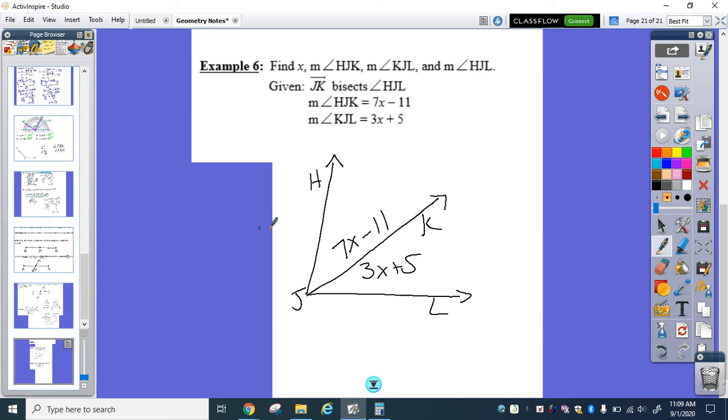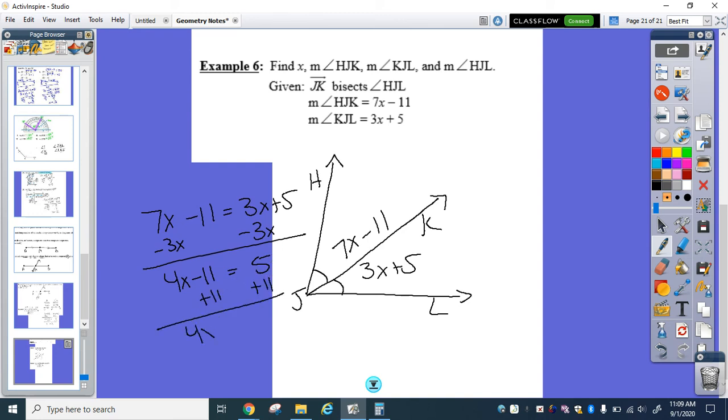So in order to solve this, again, without having the total for the entire angle, the only thing we know right now is that if this is the bisector, both of these angles are equal. So we're going to solve 7x minus 11 equals 3x plus 5. We'll use this to solve for x. So let's subtract the smaller x from both sides. So 4x minus 11 equals 5. Add 11 to both sides. So we get 4x equals 16. Divide both sides by 4. We find out that x is going to equal 4.